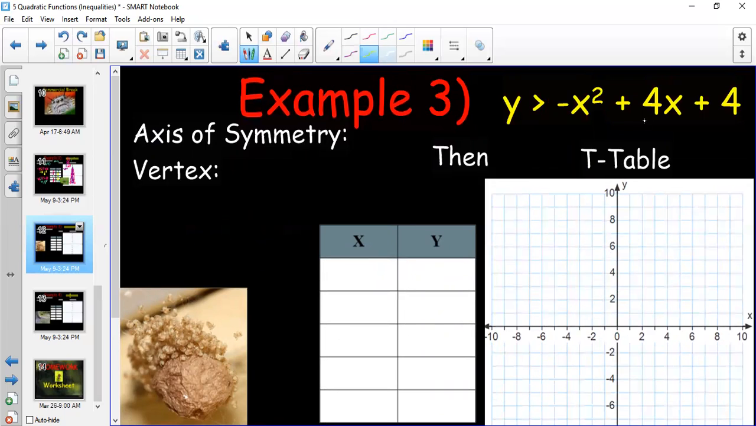If you notice, we have a B term here. So B term means this is the more complicated problem. We have to find our axis of symmetry first by doing x equals -b over 2a.